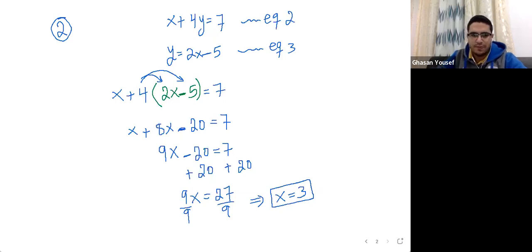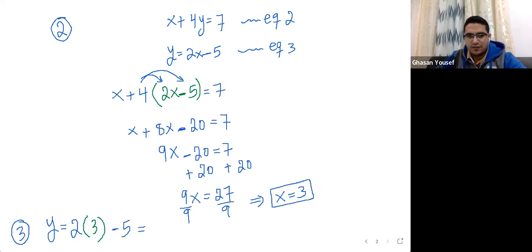So we're going to plug this x inside this equation to find the value of y. So step number 3, y equal 2 times what? 2 times 3. Correct. 2 times 3 minus 5. So 2 times 3 is 6. Minus 5 is correct. Correct, Bilal, is 1. So the y value is 1. So the value of x is 3 and the value of y is 1.